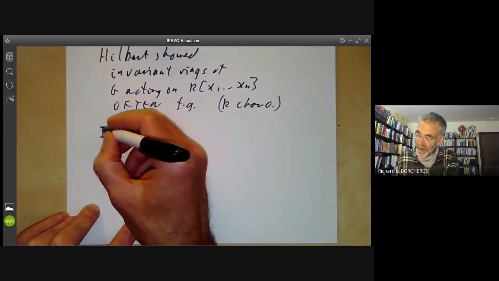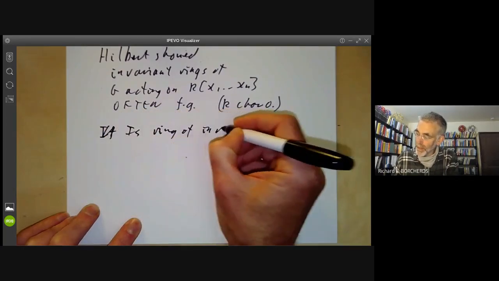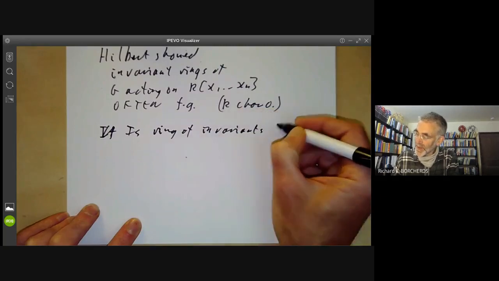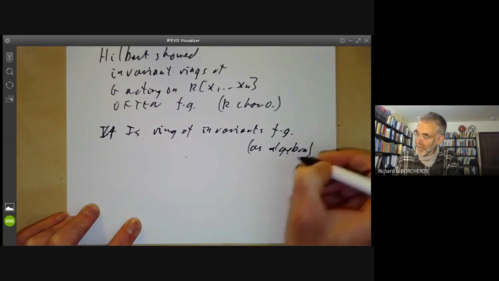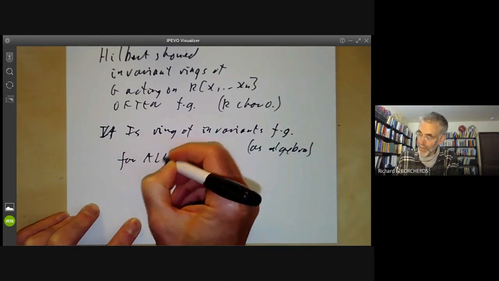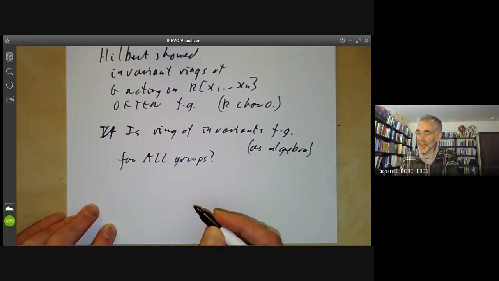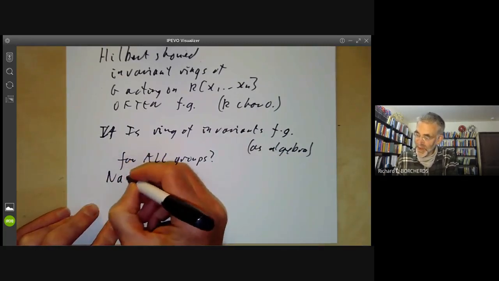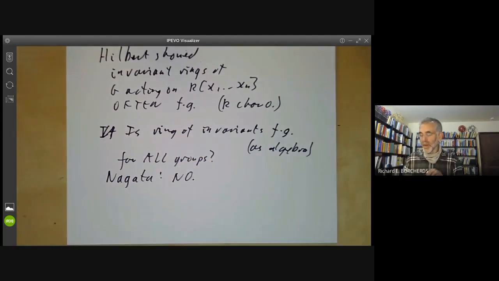So he asked, is the ring of invariants finitely generated as an algebra for all groups? And it took several decades to answer this question. The answer was finally found by Nagata, who found a counterexample of a rather complicated group. Well, actually, it was abelian. It's not that complicated. Such that the ring of invariants was not finitely generated.